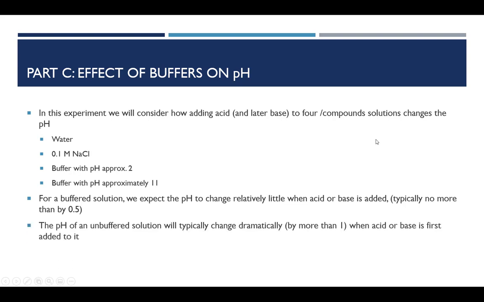For an unbuffered solution, on the other hand, adding acid or base should cause the pH to swing dramatically. For example, if I take a solution with pH 6, which is unbuffered, and add acid, the pH might shift all the way down to 2. And that would be a change of -4. Right? We ended at 2, we started at 6, so the pH has changed by -4. It went down by 4.